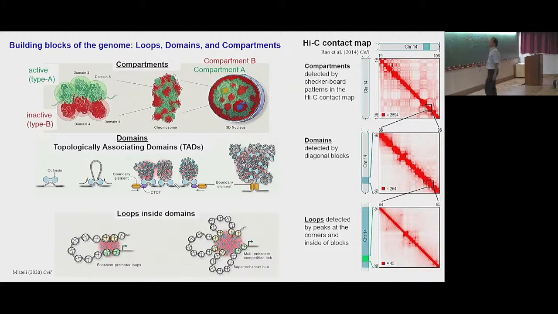This separation can be seen as a checkerboard pattern like this. For example, with this picture, this domain and this domain belong to the same compartment, but this domain and this domain belong to different compartments. So the checkerboard pattern is a hallmark of compartmentalization. We can say that these groups, domains, and compartments are the building blocks of the genome.